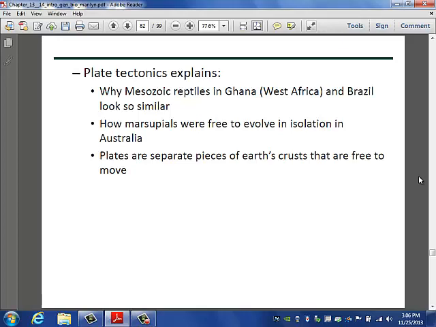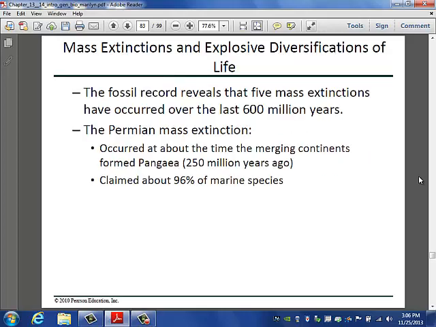Like the chipmunks, exactly. How marsupials were free to evolve in isolated areas like Australia. So what's a marsupial? Well, they give birth to live young, but the live young are very, very small, and they're not viable in their environment. So they stay where? In that little pouch and grow to a certain point before they actually go out on their own into the environment. Plates are separated pieces of Earth's crust that are free to move, and again, create a separation between groups or populations.